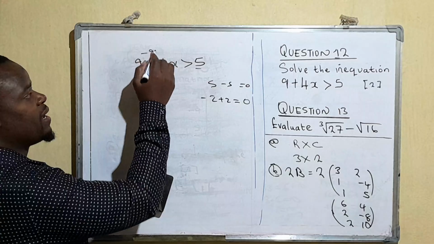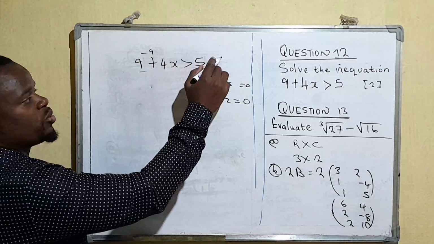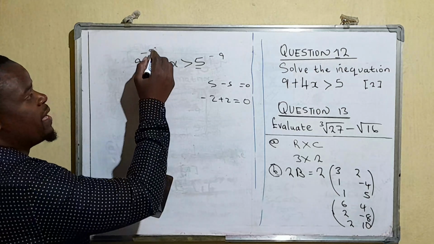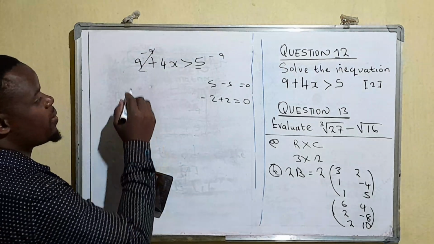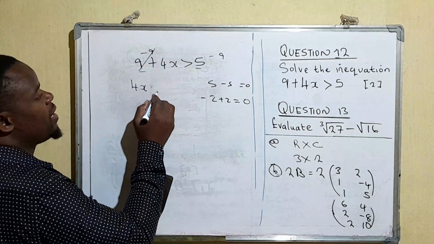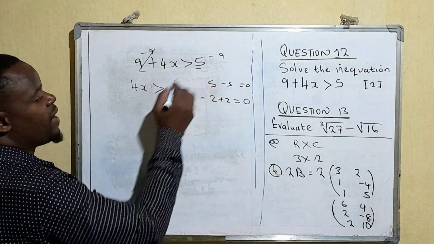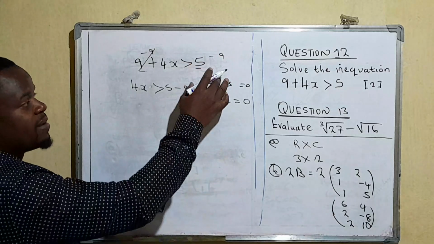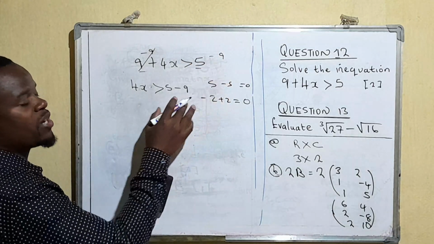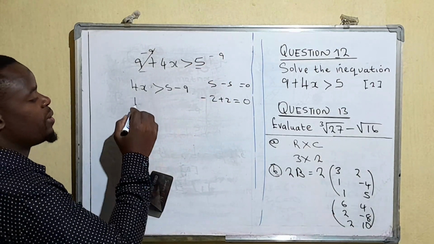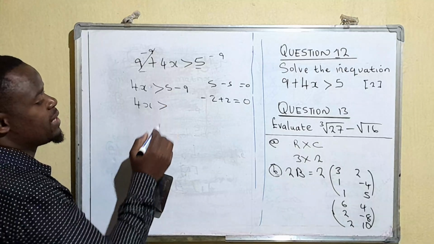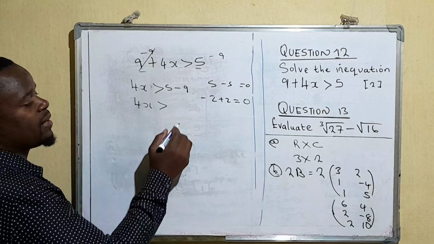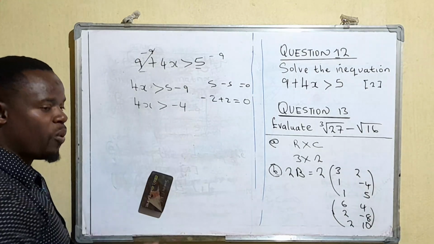That's -9. What you do this side is what you do on the other side. Even this side, -9. So these two will give us a 0. And we're going to remain with 4x greater than 5 minus 9, right? I could have actually done the math right from here, but I want you to see clearly what I'm going to do. So we have 4x greater than 5 minus 9, that will give us -4.